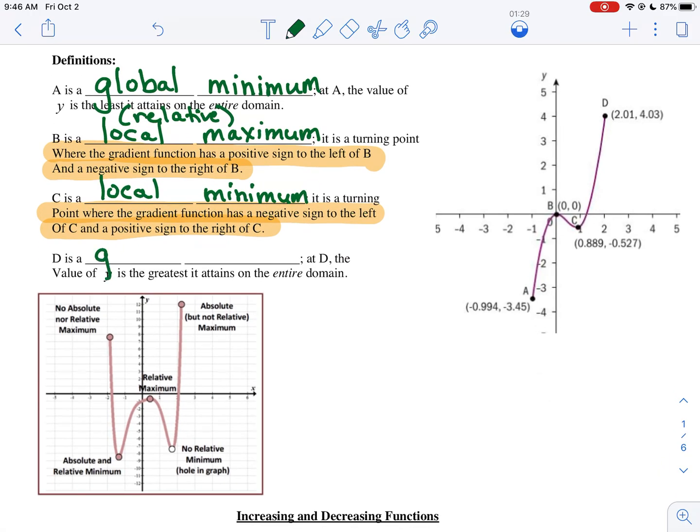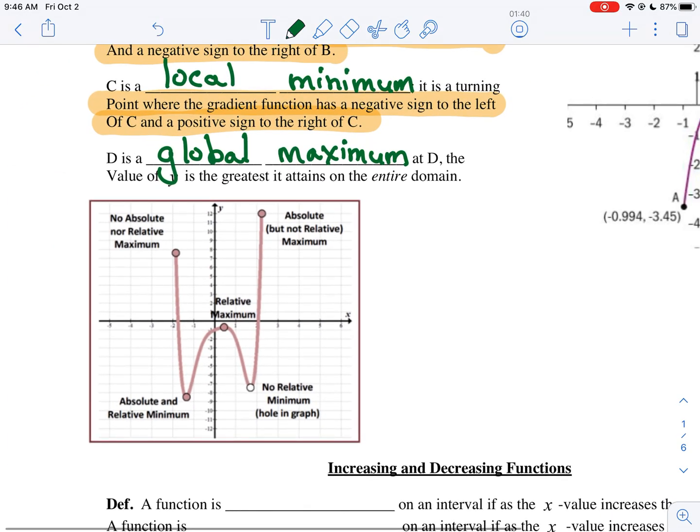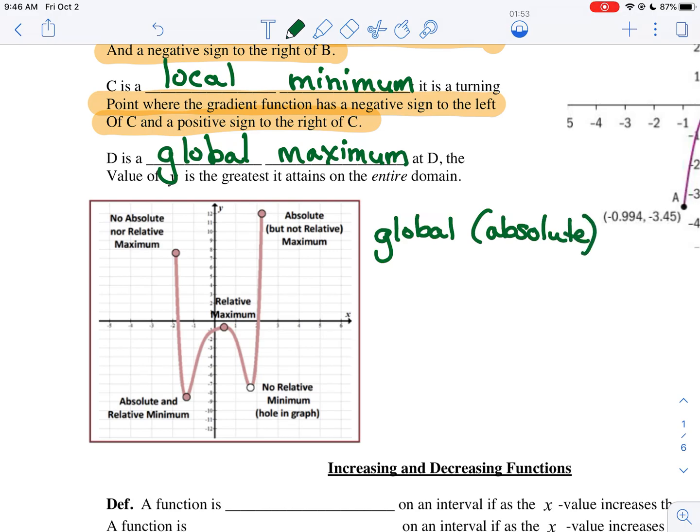D is called the global maximum because it's the highest point anywhere. So if you take a look here at this diagram, let me talk about this. Sometimes calculus books call global absolute instead. And local, sometimes the textbooks will say relative instead of local.